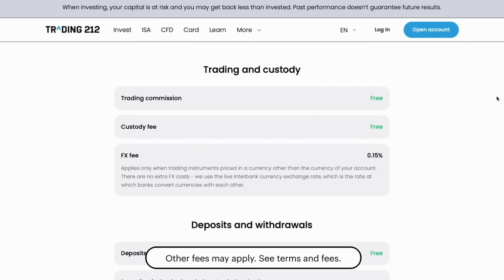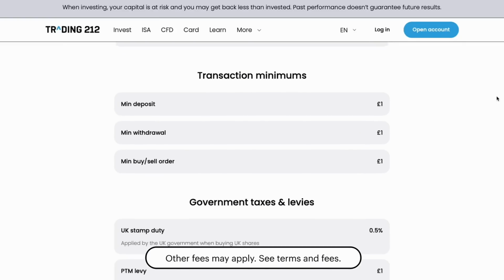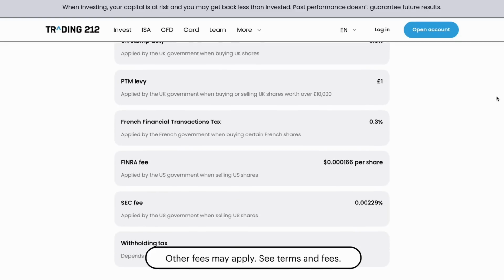There are, of course, other fees to be mindful of when you are investing, so be sure to check out the broker's website that you're using in order to ensure that you're fully up to speed with all of the fees. If you do open an account with Trading 212 though, all of the fees are listed in their terms and fees section on their website, which I'll also leave a link to down in the description below.